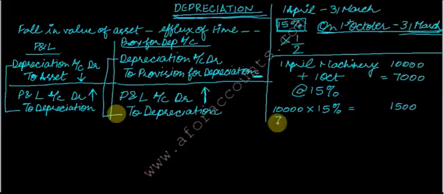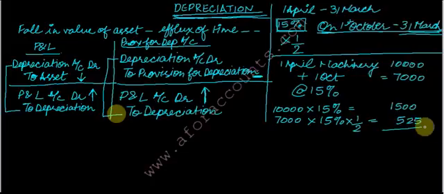And on the 7,000, only for 6 months, so 7,000 into 15% is the rate, into 1 by 2, that is the effective rate will be 7.5%. Show the working, it carries a lot of marks. So 7,000 into 15% into 1 by 2, because it is for the last 6 months, so that comes to 525. So what is the depreciation amount? Depreciation for the year is 2025.